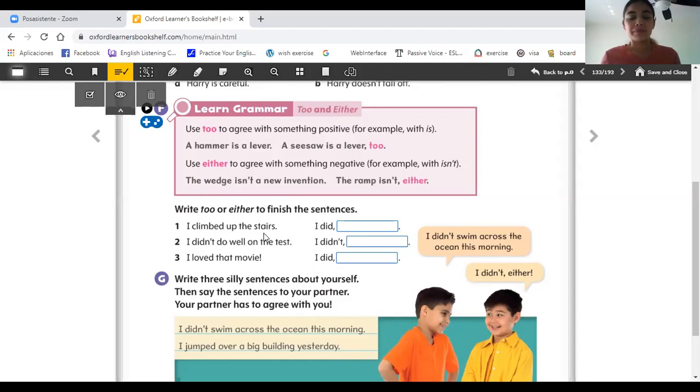Now, number three. I love that movie. And if the other person is thinking the same, the other person must say, I did too or either. It's positive. I did too. Excellent. So this is the way you have to complete the sentences in this exercise, and also you have to complete or answer other activities in your workbook.